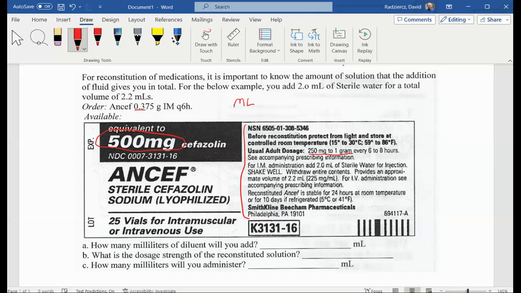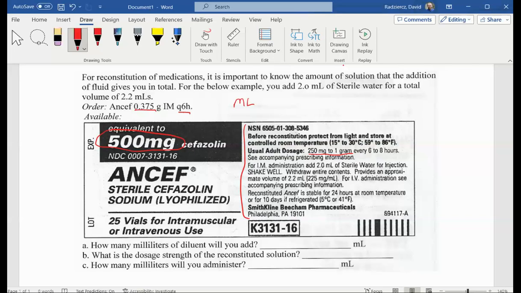It says 0.375 grams every 6 hours. Okay. So 0.375 grams is the same thing as 375 milligrams. It's within that range. It's within that time frame. So we can assume that it's safe to administer.